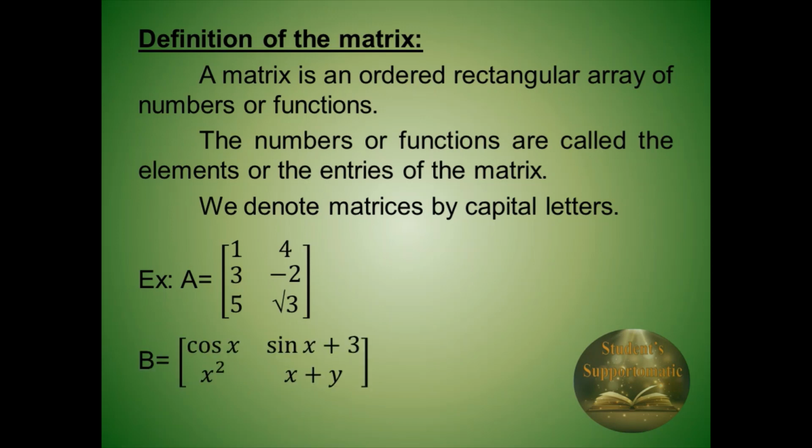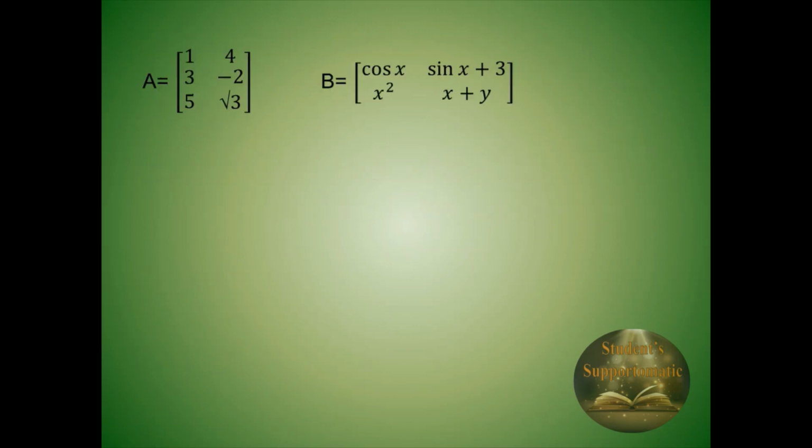So this is one more example of a matrix, that is B is equal to cos x, this is a function, and sin x plus 3, this is a function, x square is also a function, and x plus y is a function. So we can include numbers or functions. So this is called a matrix, and matrices is the plural form of matrix.